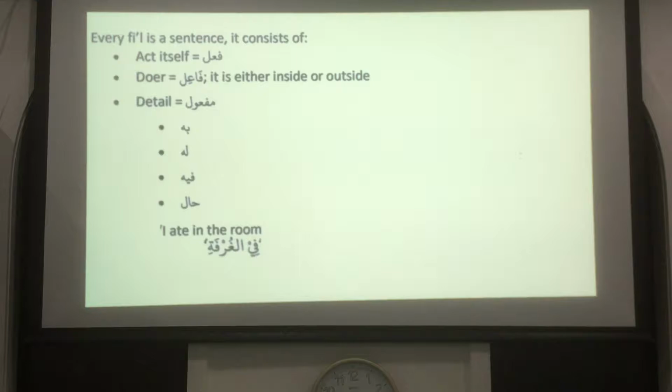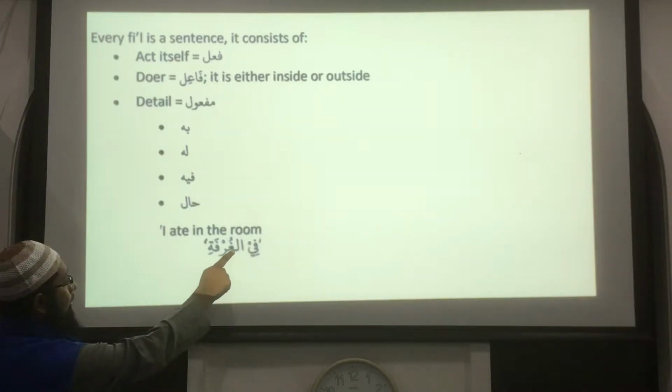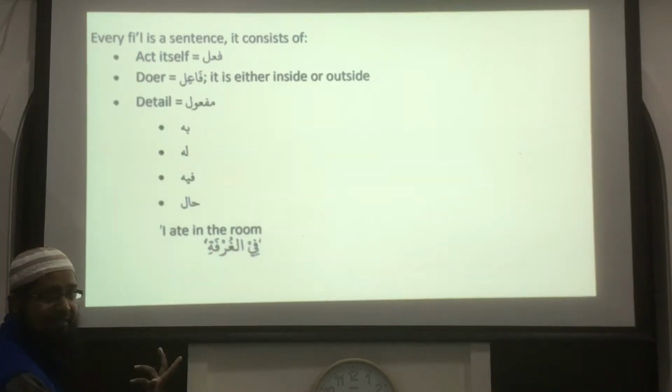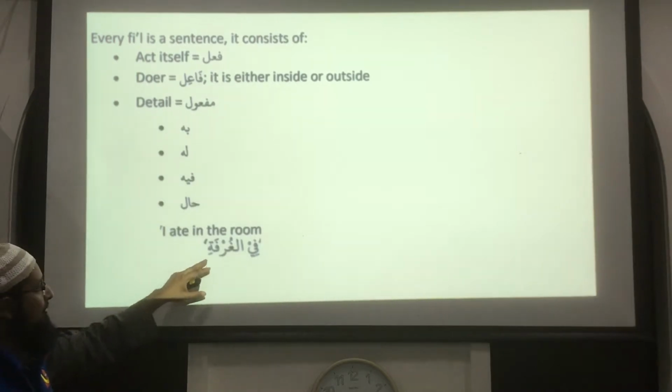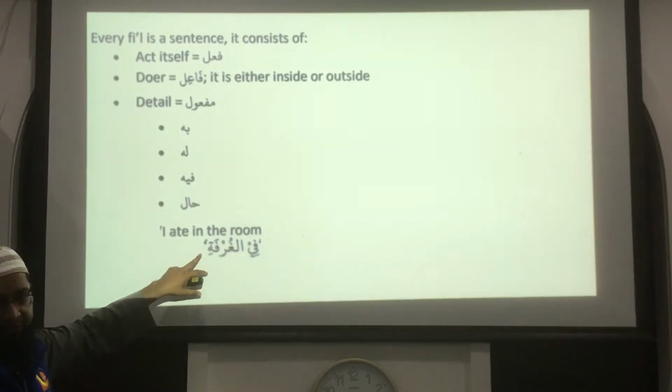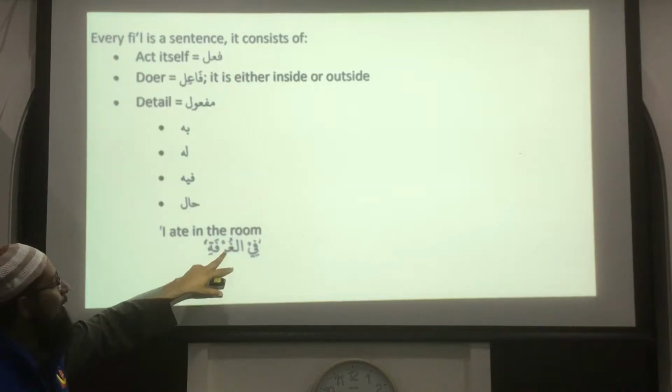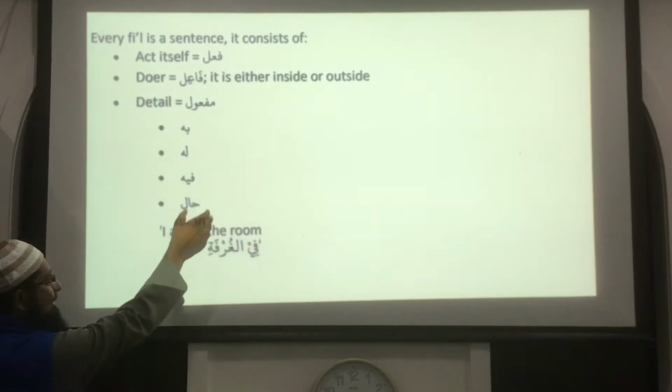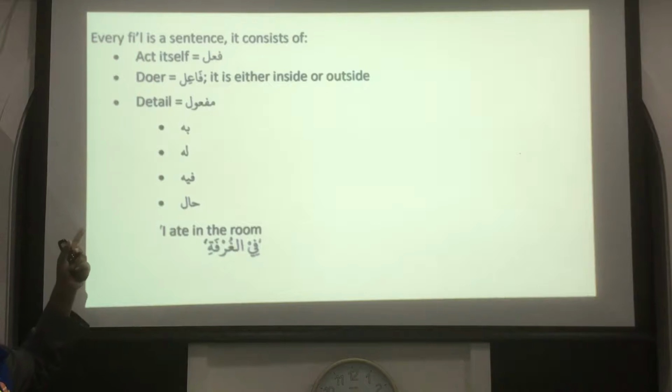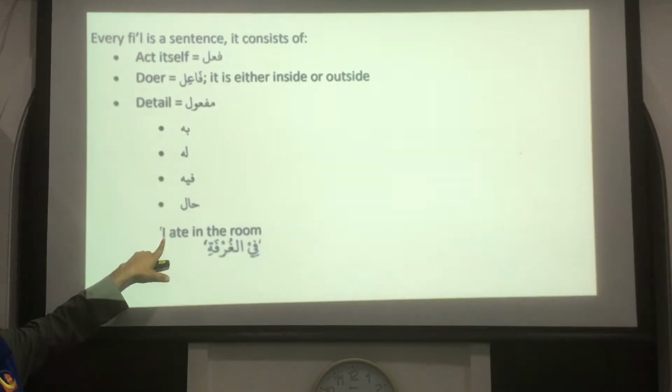It could be a mawsuf sifatu. You understand? Because these are individual parts, but the whole thing is a detail. So don't get confused. Of course, fil ghurfati is jar majrur. Fi is the harf of jar, and al ghurfati is the majrur, right? But the whole thing, in the room, is the detail of my action. That's the maf'ul. That's why we don't call them nasab, just like we don't call this one; we call them fa'il, because this is the doer.